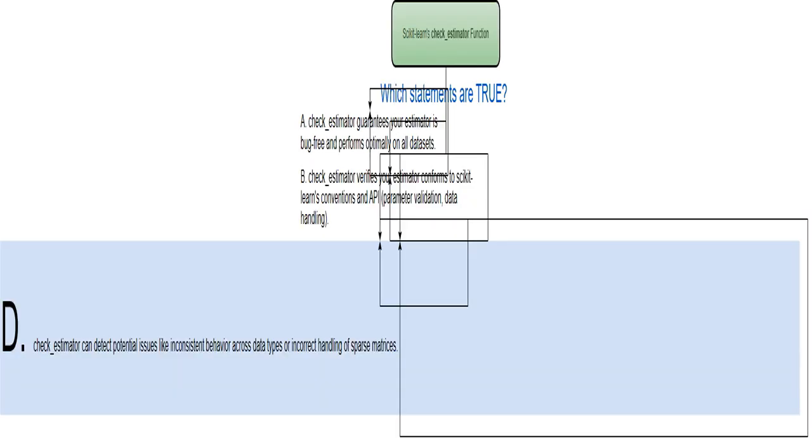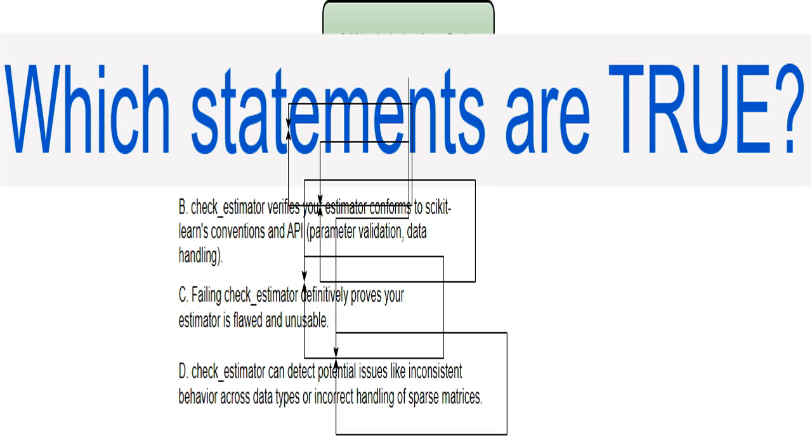This is true. check_estimator is quite thorough, verifying if your estimator can work well with diverse data formats, such as dense or sparse matrices. If there are inconsistencies, check_estimator flags them. Think of it as a test drive for your estimator, checking if it handles different road conditions smoothly. Based on the analysis above, statements B and D are true.